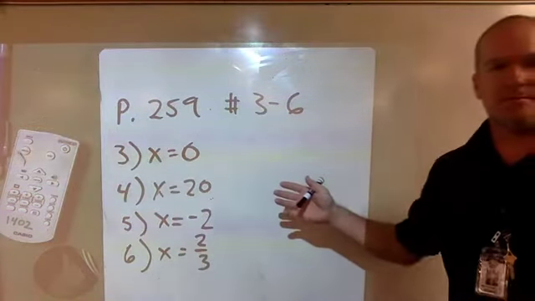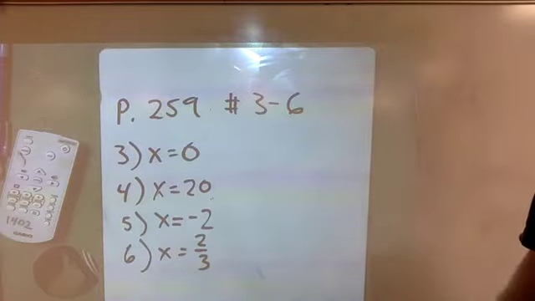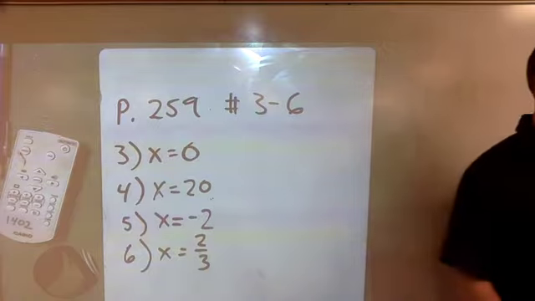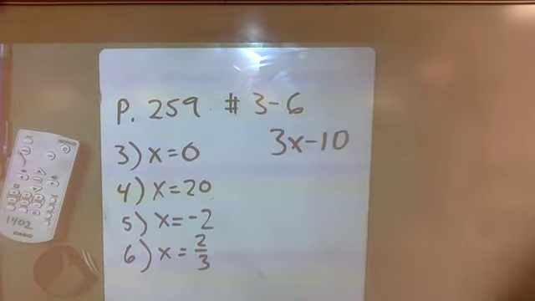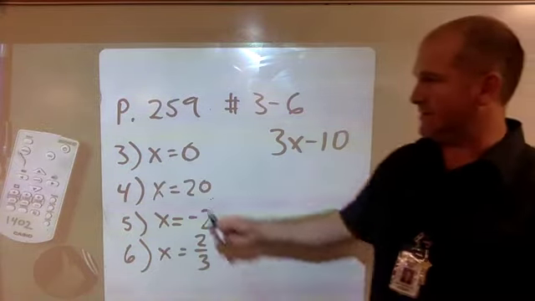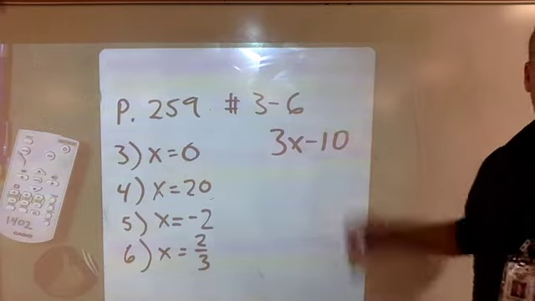Here's a set of problems out of the book that may or may not look familiar to you. Essentially, they took one equation, 3x minus 10, and they wanted you to substitute in four different numbers for x, and they split that up into four different problems. In the first problem, put a 0 in for x, and what do you get? You get negative 10, 0 minus 10.